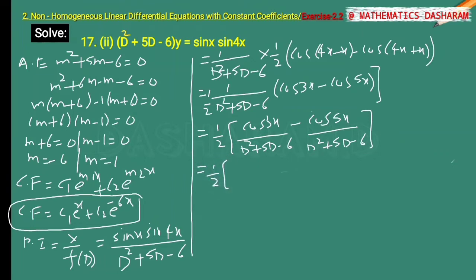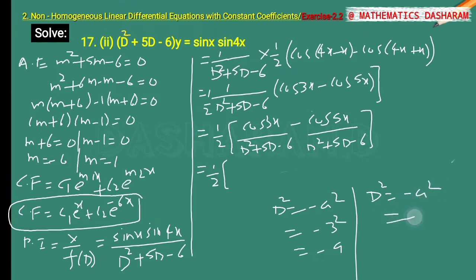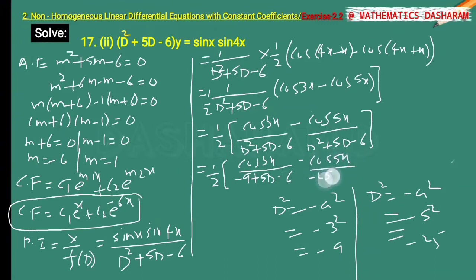So 1/2 [here substitute D² = -a². So the a value is 3, so -9. Here also substitute D² = -a², but the a value is 5, so -25. So then cos 3x divided by (-9 + 5D - 6) minus cos 5x divided by (-25 + 5D - 6)].